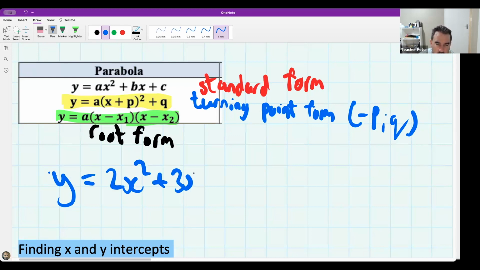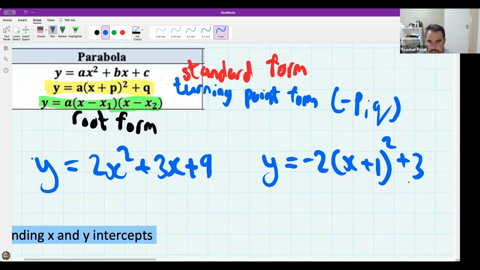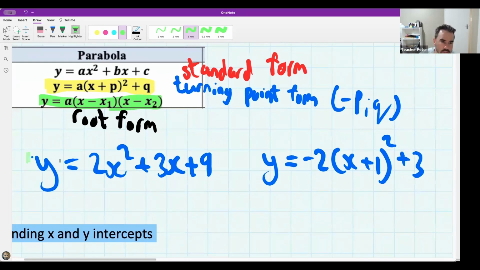That's one example of the standard form. And then the turning point form could be something like that. I want to know, is the green graph happy or sad? So is it shaped upwards or downwards? And then is the yellow graph happy or sad, based on what you know about parabolas?